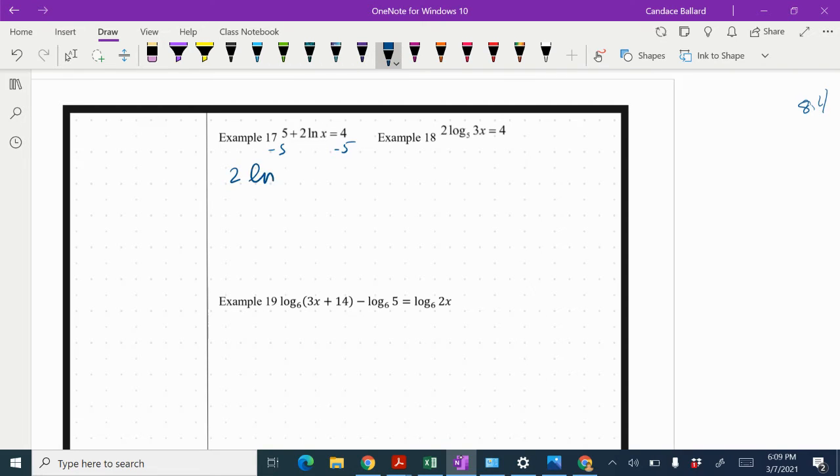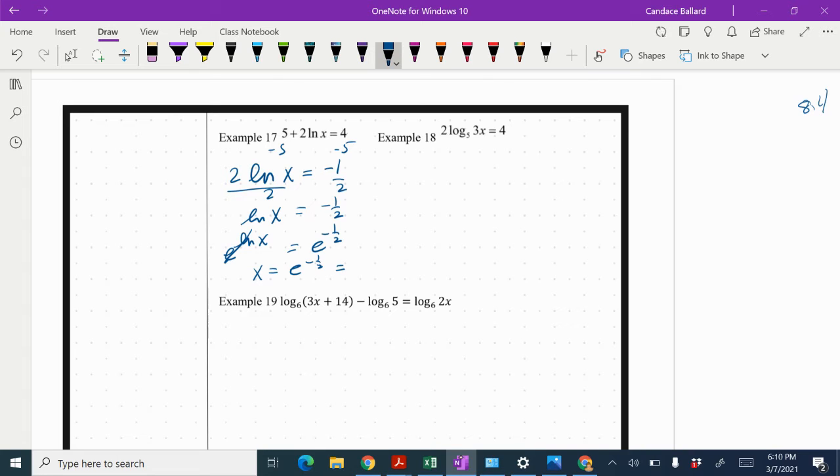So I get 2 natural log of x equals 4 minus 5 would be negative 1. And then I'm going to divide by 2. So I get the natural log of x equals negative 1/2. And then finally, I am going to exponentiate both sides because that's how I get rid of the natural log, because I'm solving for the x on the inside. So e to the natural log of x equals e to the negative 1/2. And these cancel, so you get x equals e to the negative 1/2.